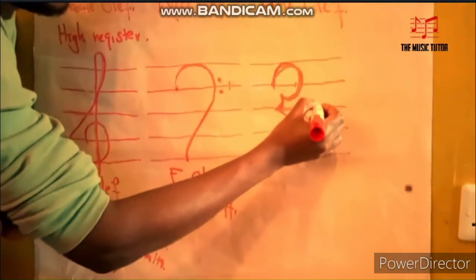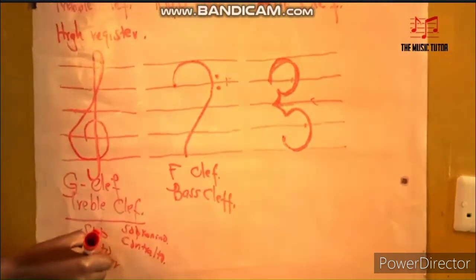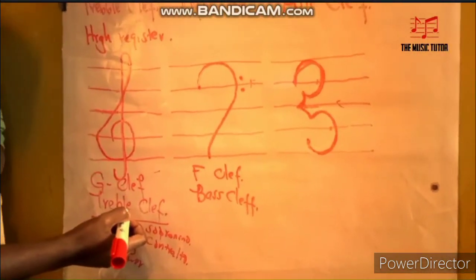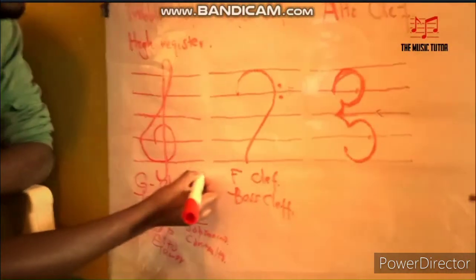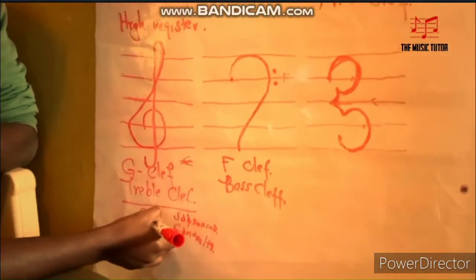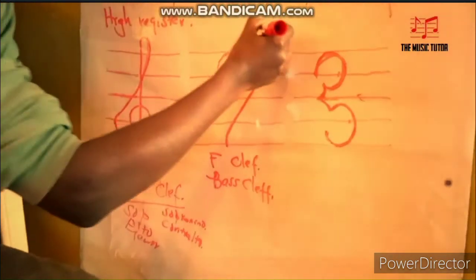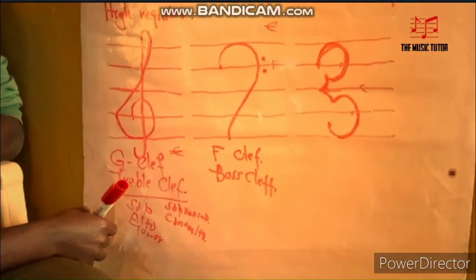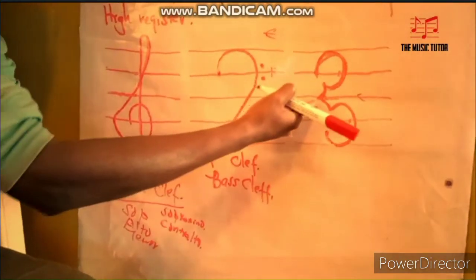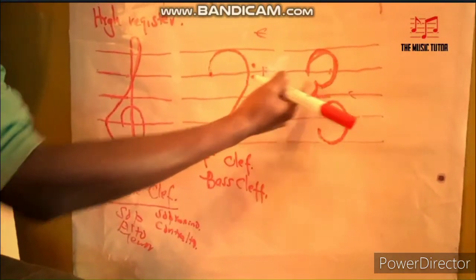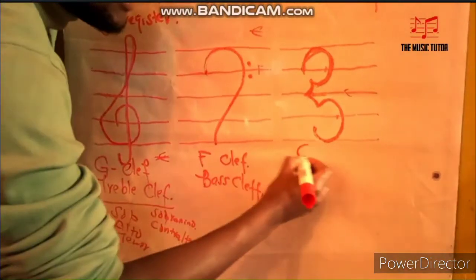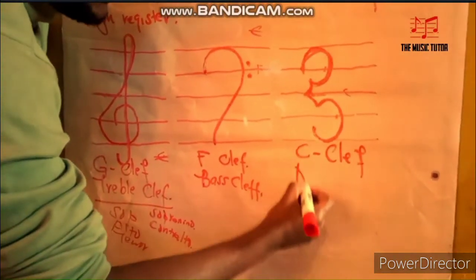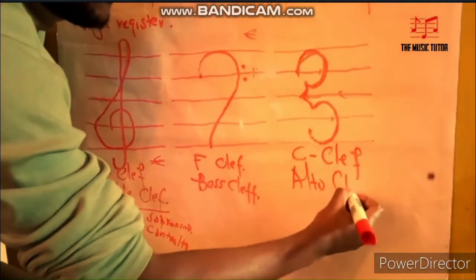Meaning this line is the middle C. The middle C is this line below the G clef. This is the middle C, as you can see. Or this C above the F clef. It is the same C, this one. It's called the middle C. As I told you, this is called the C clef, or the alto clef.